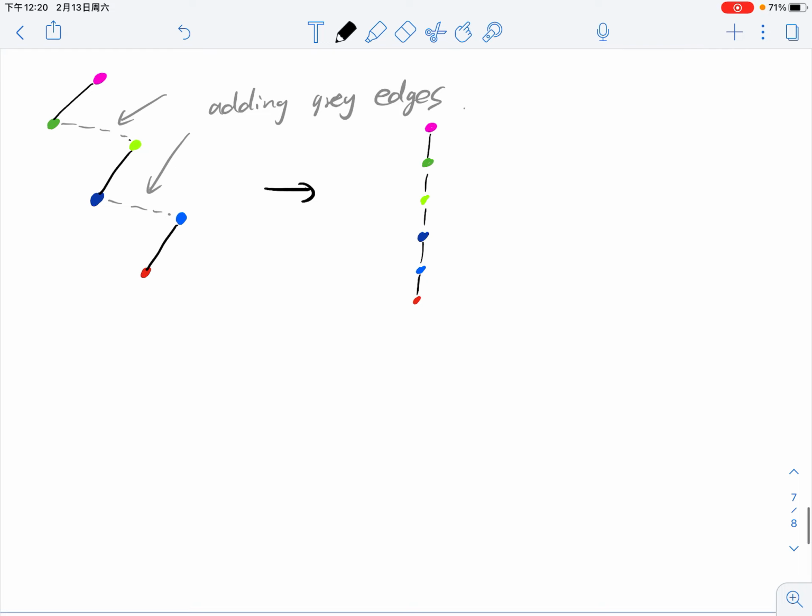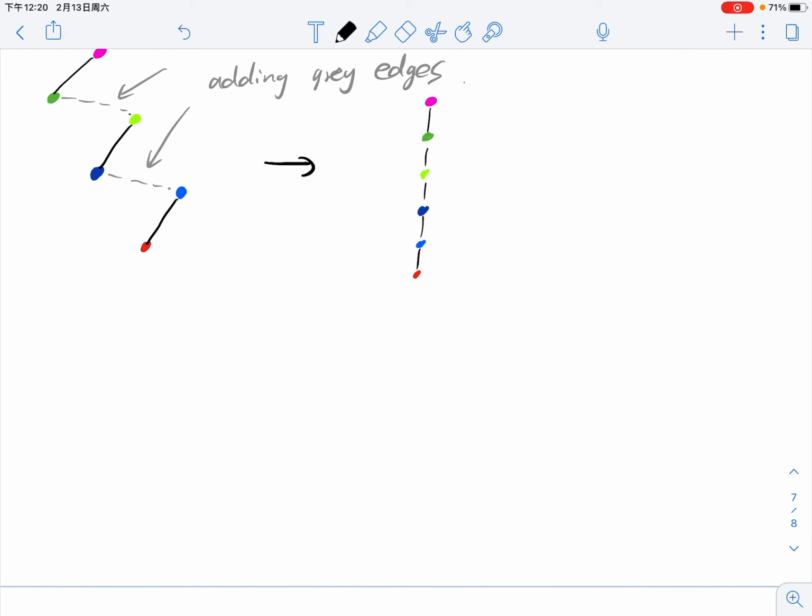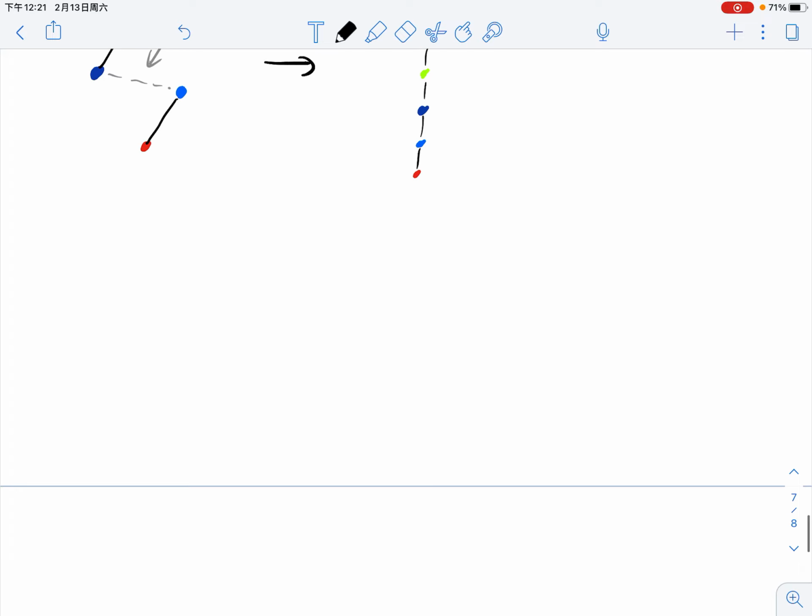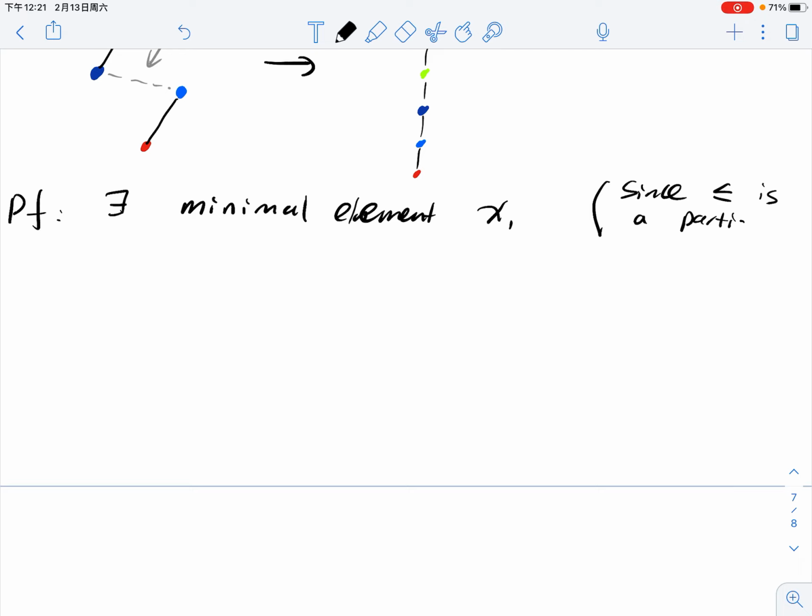So that's the basic idea, which is nice to understand, but it cannot give you an actual proof. For the proof, we use a similar idea to the one we used to establish linearity for the total order. Recall that for all partial orders, there's always at least one minimal element. So there exists a minimal element x1, since less than or equal to 2 is a partial order. I will leave it to you to prove this.